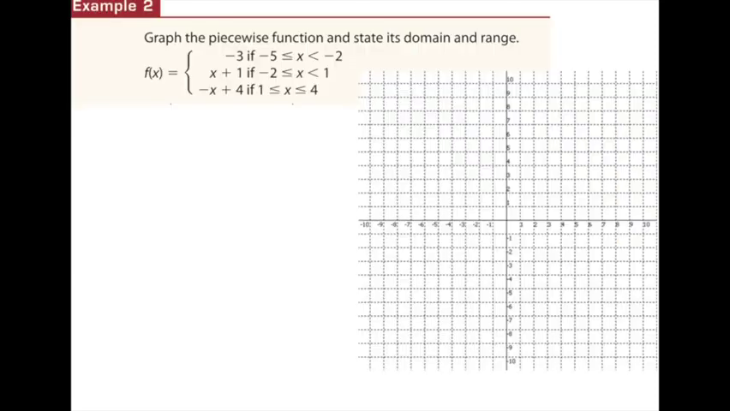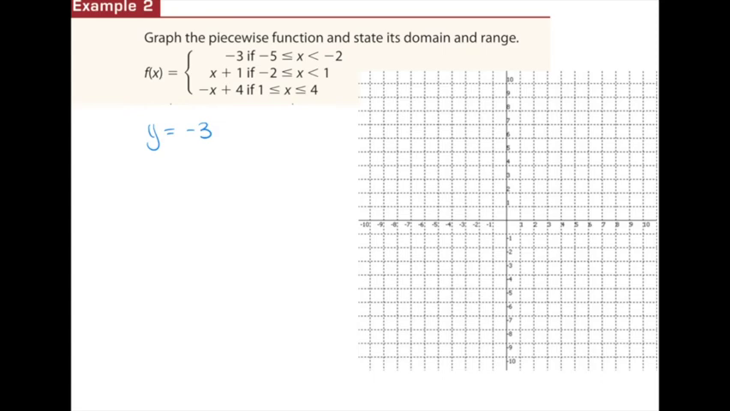All right, this is 3 different lines. My first line is y equals negative 3. This is a horizontal line. It just goes across horizontal, but I only do that line from negative 5 to negative 2. My y value will always be negative 3. So at negative 5, I go to negative 3.